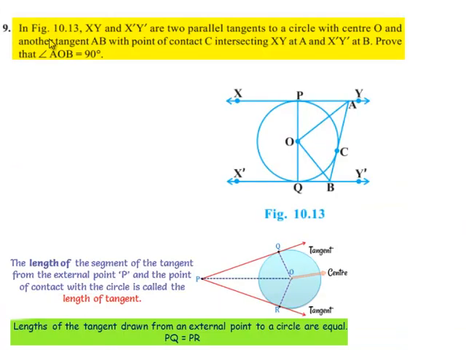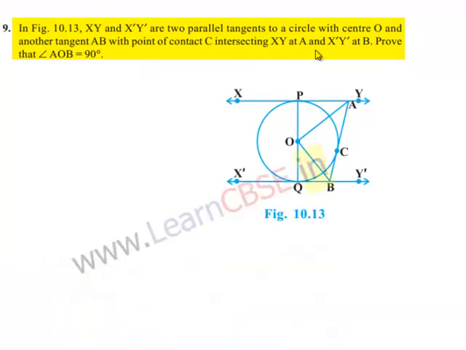Moving on to 9th question. In figure 10.13, XY and X'Y' are two parallel tangents to the circle with center O and another tangent AB with point of contact C intersecting XY at A and X'Y' at B. Prove that angle AOB is equal to 90 degrees.